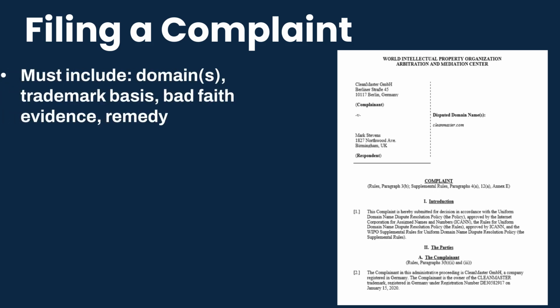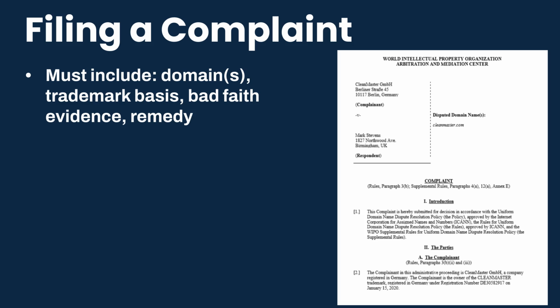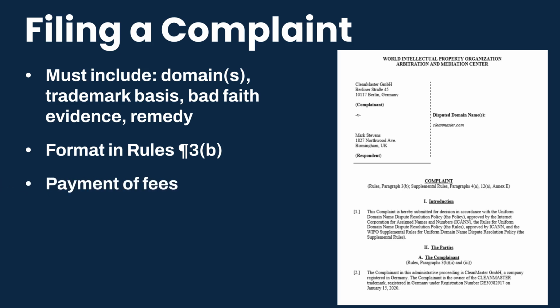To start a case, the complainant submits their complaint to an approved dispute resolution provider. The complaint must include key elements like the domain name in dispute, the basis for the claim, evidence of bad faith, and the remedy being sought. The UDRP rules, specifically paragraph 3b, outline exactly what the complaint must contain. And of course, the complainant must pay a filing fee.